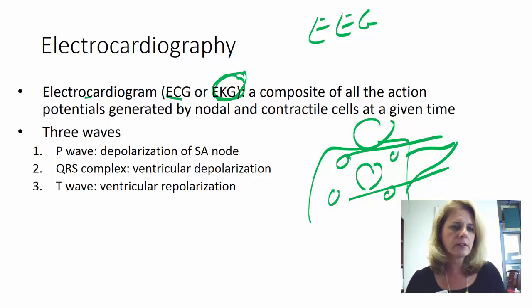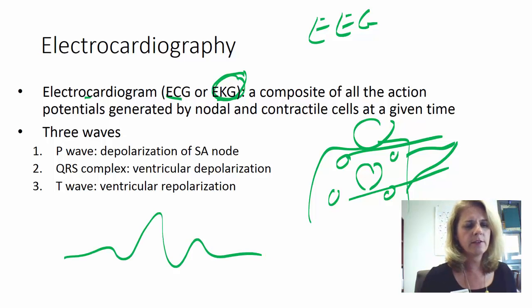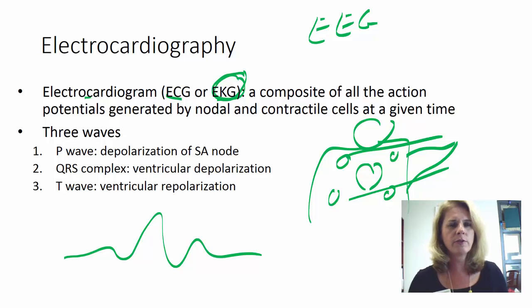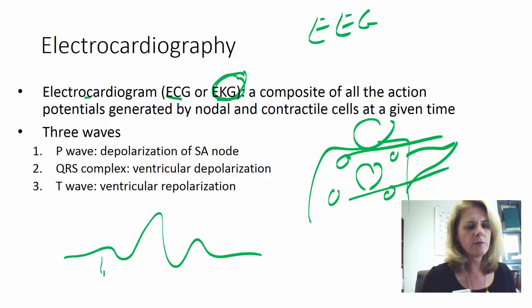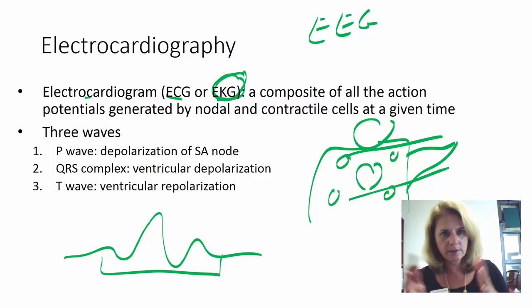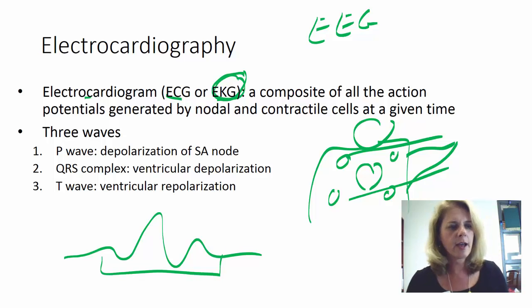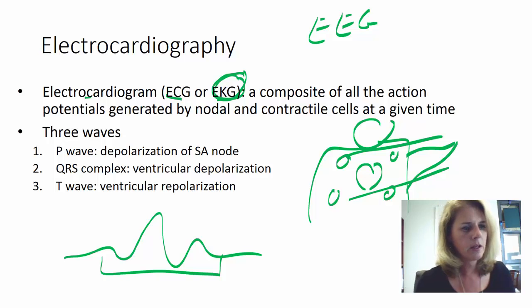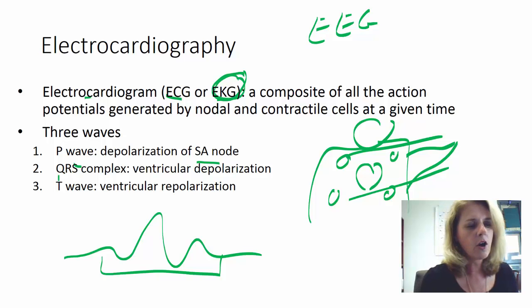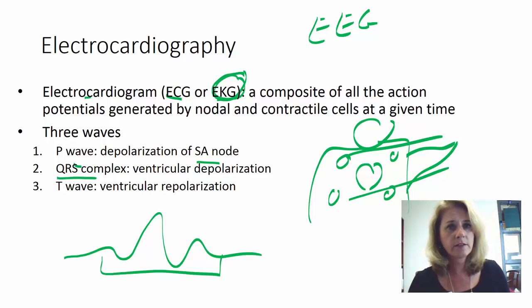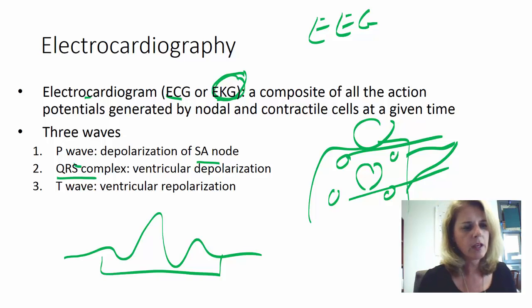When you look at an EKG, you probably have seen it looks like this, and you probably thought, oh, it's measuring the heartbeat. Well, it is, because every time you see a particular pattern on an EKG, that's a heartbeat. But what you're actually looking at are different waves. You have three separate waves of an EKG that you're looking for, and they each mean something in particular. You have a P wave, which is depolarization of the SA node. Remember, that's in the right atrium. You have the QRS complex, that's ventricular depolarization, and you have the T wave, which is ventricular repolarization.